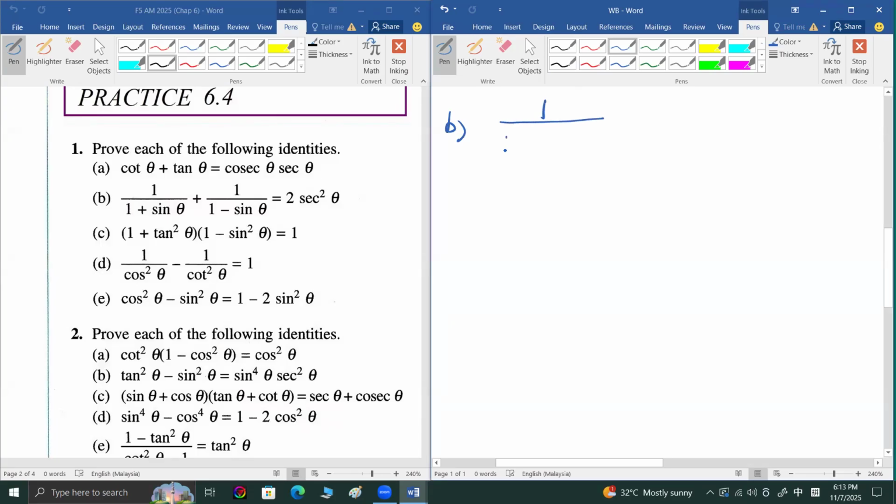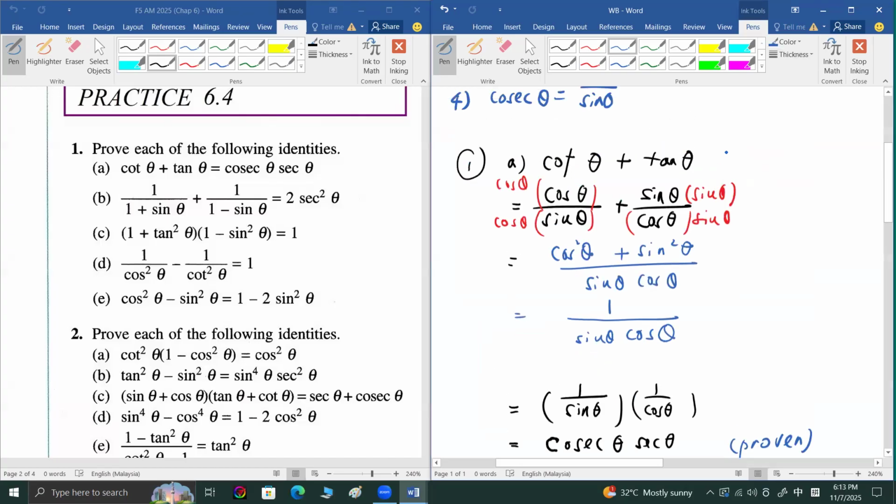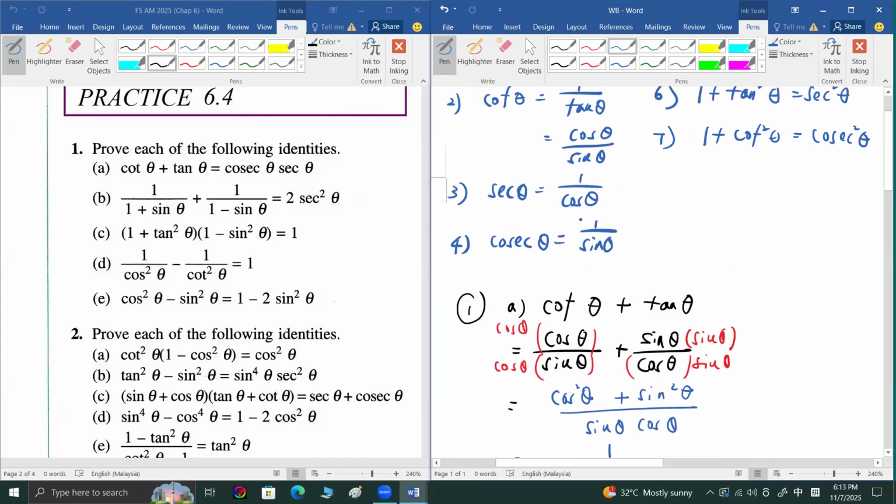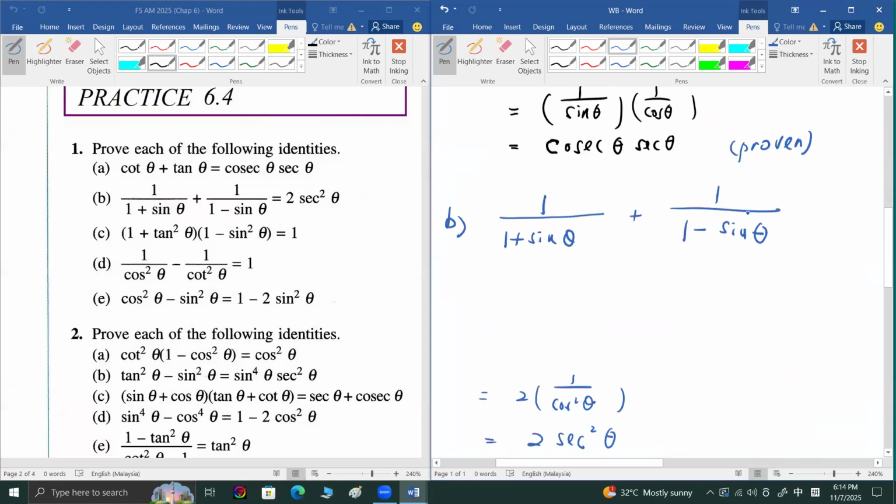1 per 1 plus sine theta plus 1 per 1 minus sine theta. Okay, what we want is 2 secant square theta. Okay, class, before I get secant square, most probably I get 1 per cos square. Remember, secant is 1 per cos, there? Secant is 1 per cos. If both single term, I make it square. Here also I can square both sides. Okay, square both sides, yeah?